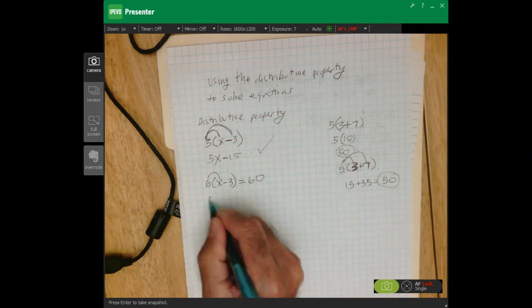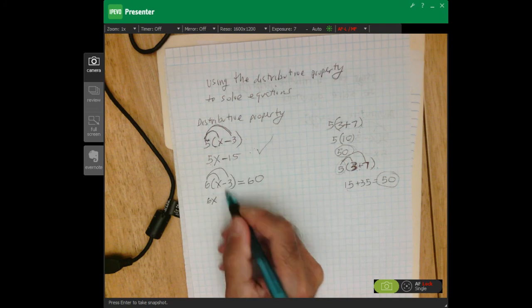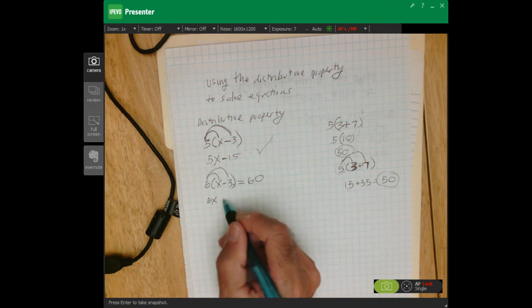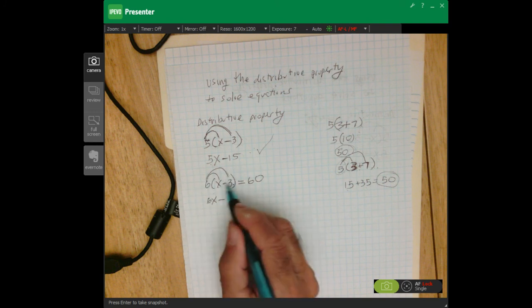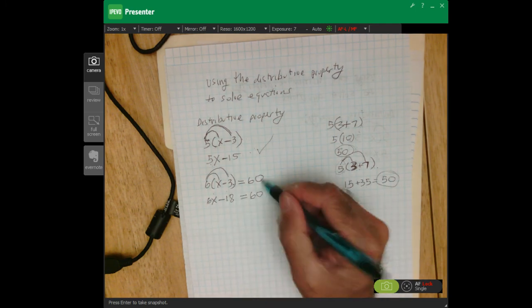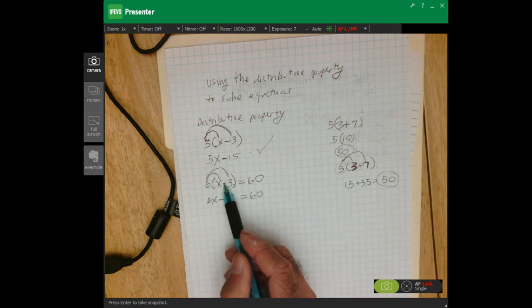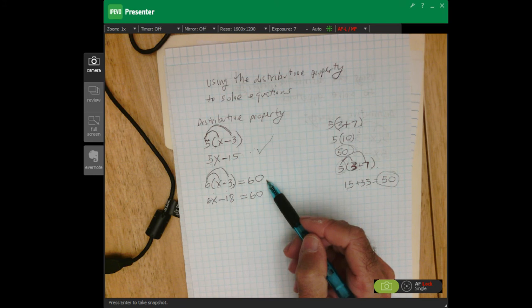So the way we do it is by multiplying and using the distributive property. 6 times x, 6x. Then we multiply here, negative 3. If this was a positive 3, it would bring the positive down. But we're going to multiply positive 6 times negative 3, which gives us negative 18, and that gives us 60. Just bring this down. Now notice, I'm not doing anything new to this side of the equation. That's why I don't do anything to this side.